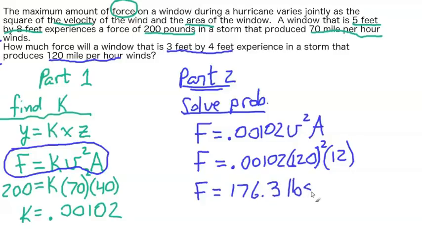And you always associate the letters with their measurements. So here force is in pounds because the original force up here was also in pounds. And that's it. That's how you solve a variation problem, in this case, joint.